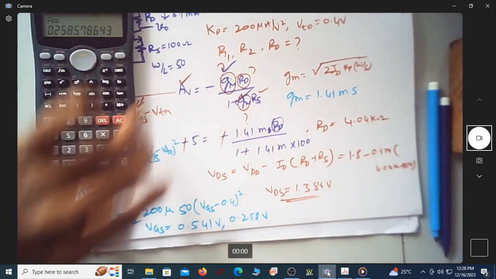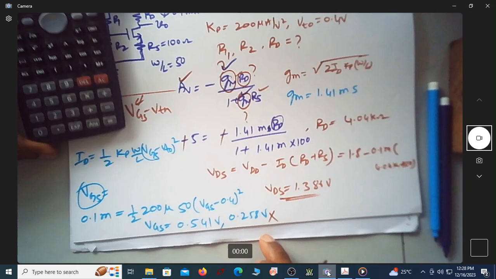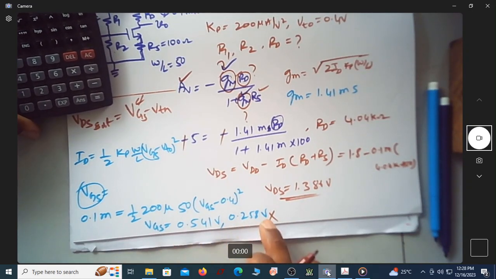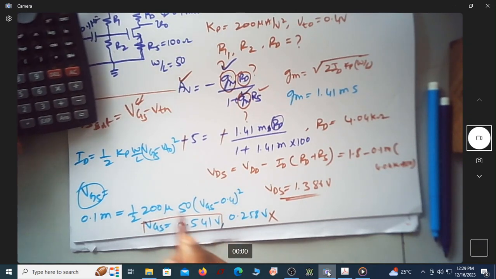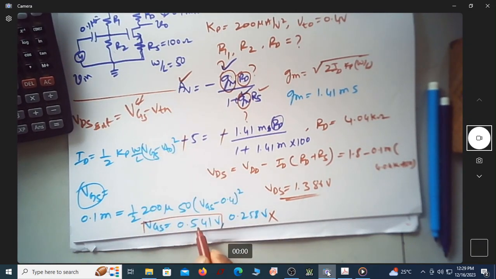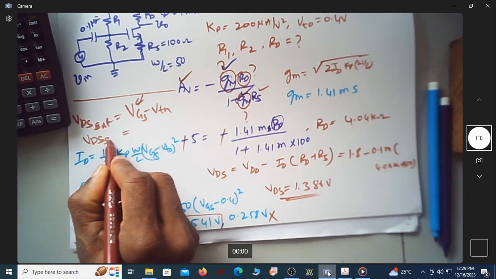So out of these two values, this cannot be electrically correct, because this VGS will be less than VTH, so it's not a proper value. So we have to consider this as my VGS. So what is this VGS now? It is 0.541. So then what is VDS sat equal to?